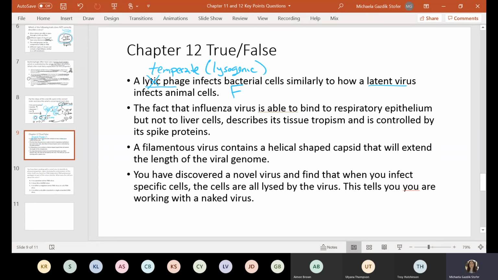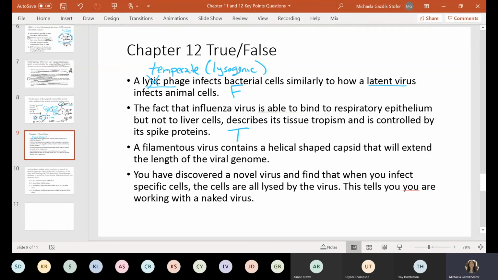All right, well, again, we'll move on to the second one. The fact that influenza virus is able to bind to the respiratory epithelium, but not to liver cells, describes its tissue tropism and is controlled by its spike proteins. You guys think that's a true statement or a false statement? Good. Seeing lots of trues show up.